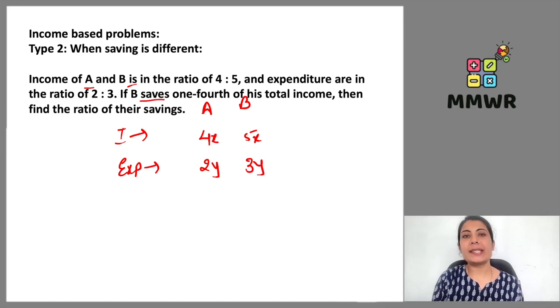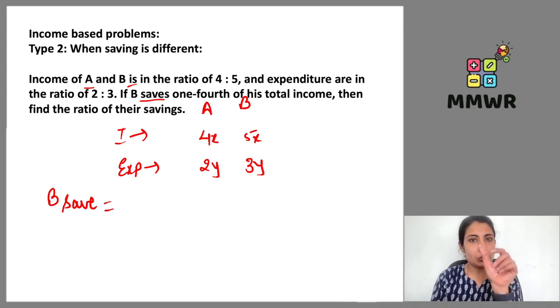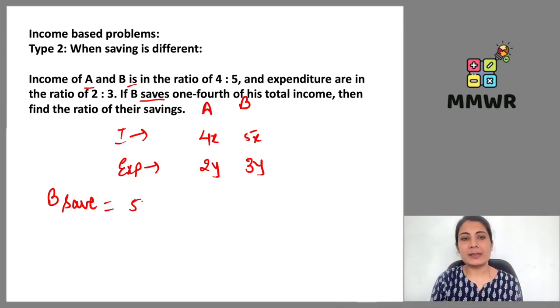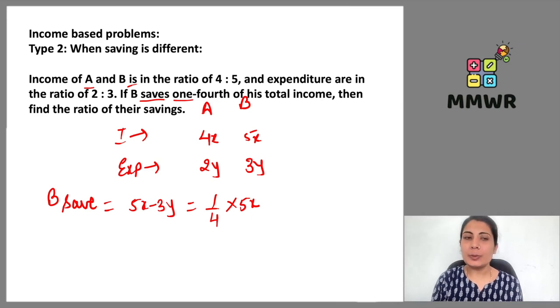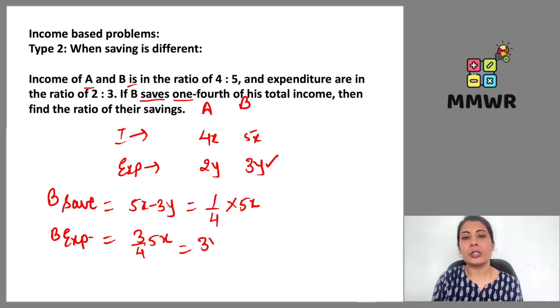Right? If B saves, how much money is B going to save? According to the equation, it can be 5x minus 3y also. But according to the question statement, B saves 1/4 of his income. So his income was 5x, so this is the saving for B. We know the expenditure also for B, right? If 1/4 of the amount has been saved by B, so of course 3/4 of 5x has been spent by B, which is already given to us in the question, equivalent to 3y.